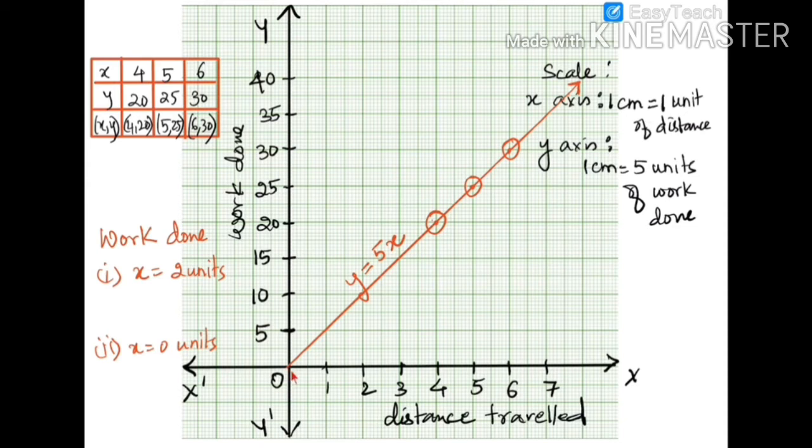So we move from the origin along the x-axis by 2 units, so we reach here. From here, we have to move parallel to the y-axis so that we reach a point on the line representing this equation. From this point, we move parallel to the x-axis to reach a point on the y-axis. So this point is at a distance of 10 units from the origin on the y-axis. That means the y-coordinate of this point is 10. So the coordinates of this point on the line are 2, 10. So when x is equal to 2 units, work done is the y-coordinate, which is equal to 10 units.